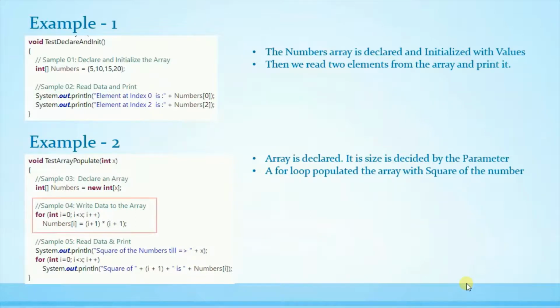So here in the sample 4 code snippet, we are using a for loop, then using the indexing operator, we populate the array. We are populating the square value inside the array. We are multiplying the number with the same number. That means we are getting the square of the number and we are storing that inside the array.